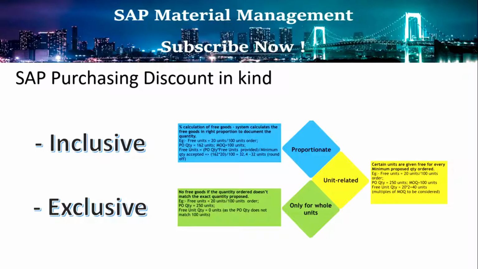There are two types of free goods available in SAP in terms of business. One is the inclusive bonus quantity. The buyer needs to pay only for a part of the goods required. The rest of the goods are for free. This is called inclusive free goods, which means that part of the purchase quantity is designated as free and not billed, providing the unit of measure is the same for the free goods and the billed goods.